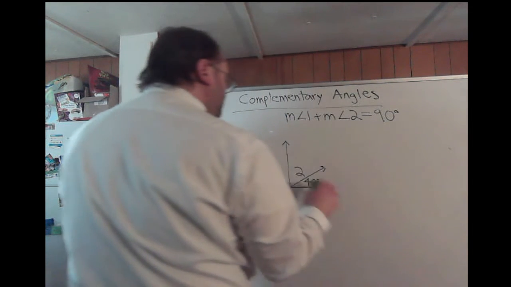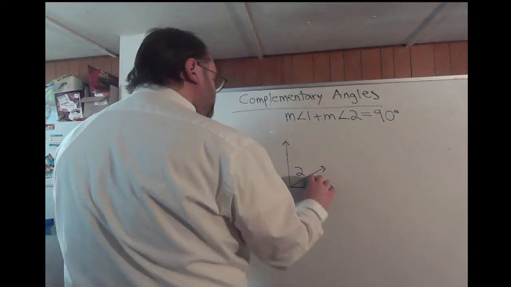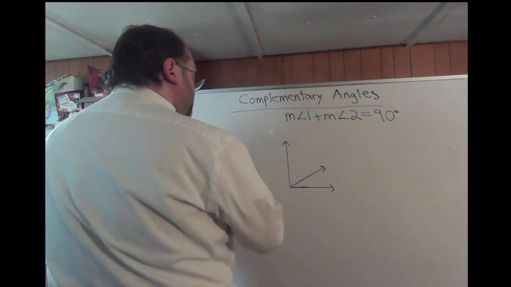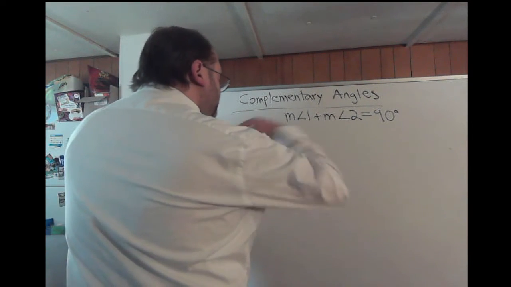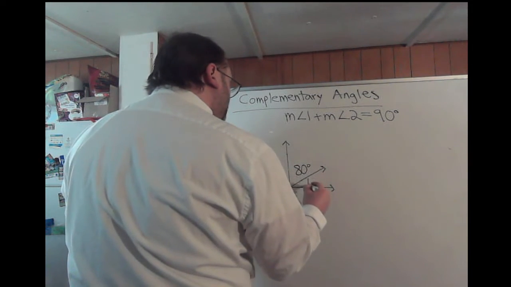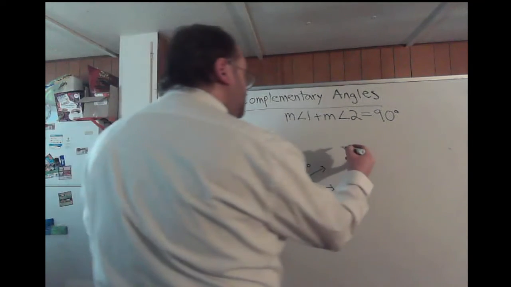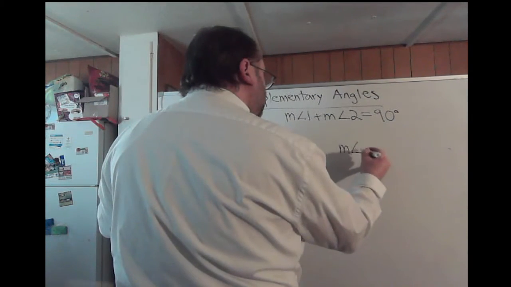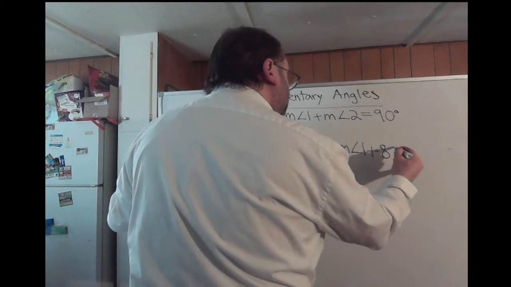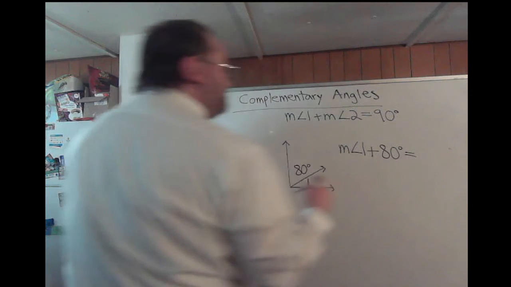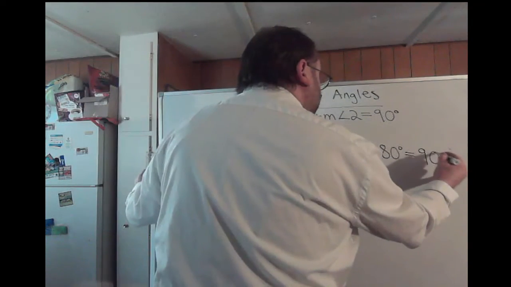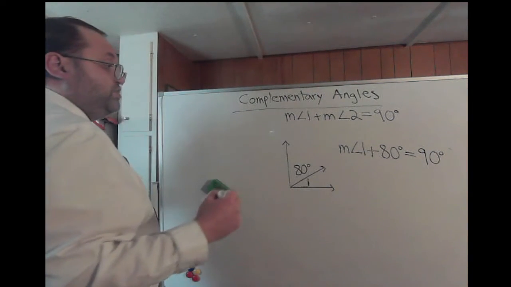Now let's go a step further. Let's reverse it here. Let's say the measure of angle 2 is going to equal 80 degrees. We don't know the measure of angle 1. So we have the measure of angle 1 here. Now the measure of angle 2 is 80 degrees. We do know that they're complementary angles, which would mean they add up to 90 degrees. But we don't know the measure of angle 1.